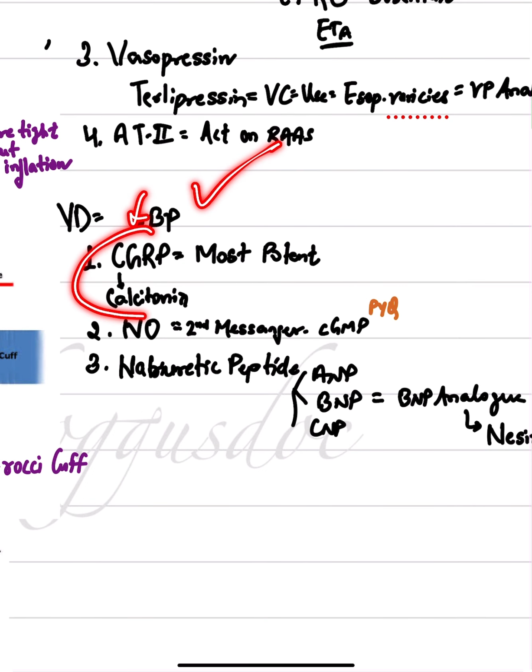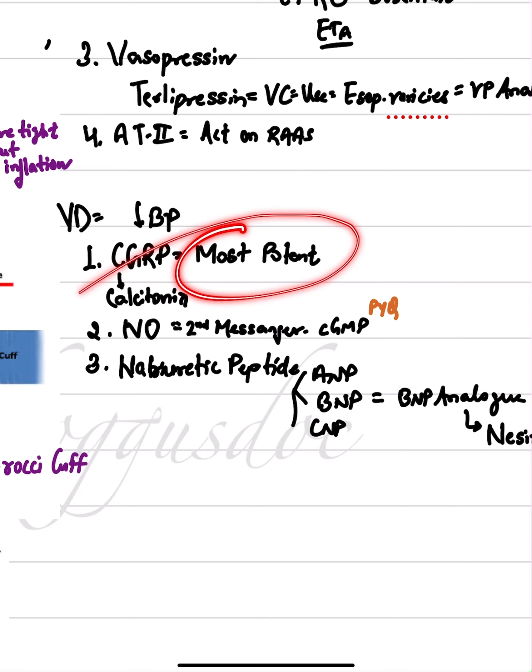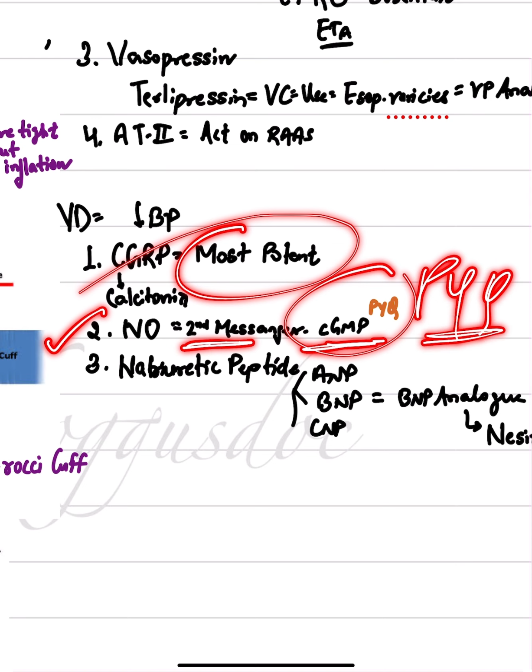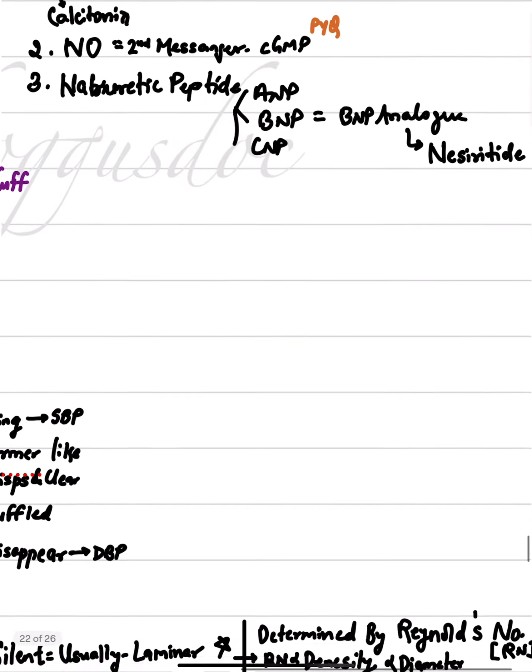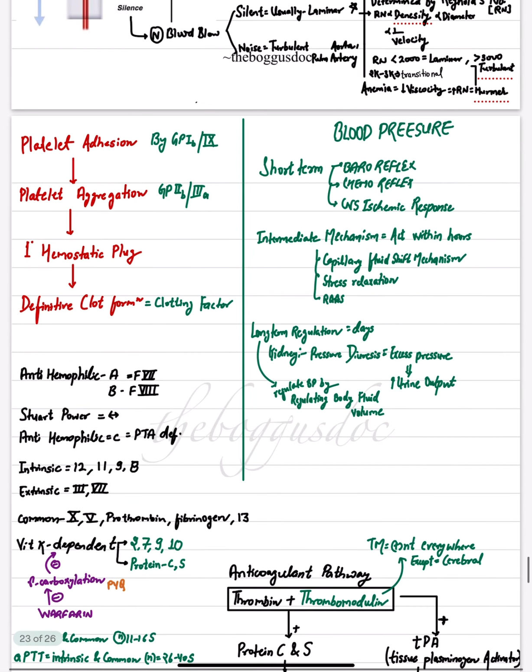What about vasodilation? Vasodilation decreases BP through CGRP, calcitonin gene-related peptide, and you remember the full name, it is the most potent. NO, with the second messenger cGMP. It is a PYQ: which second messenger is used for NO? It is cGMP. And natriuretic peptides of three types: ANP, BNP, CNP. The analog of BNP is nesiritide, also a PYQ that is asked.